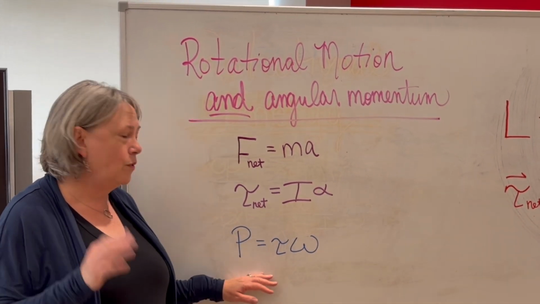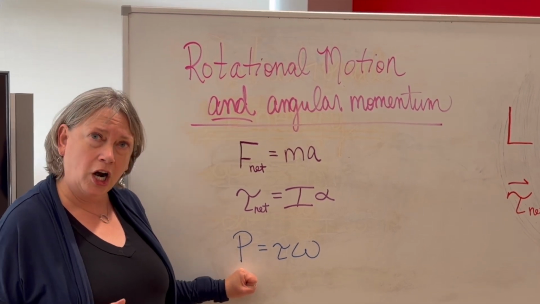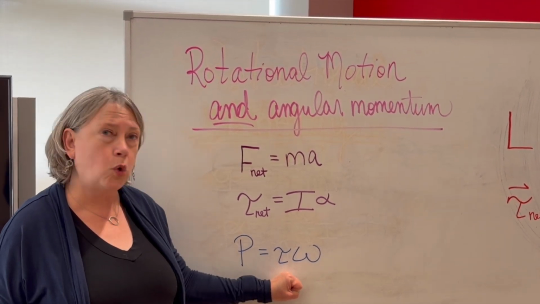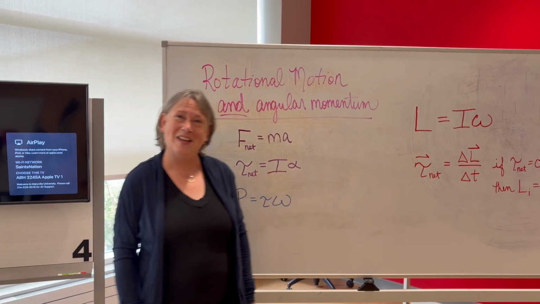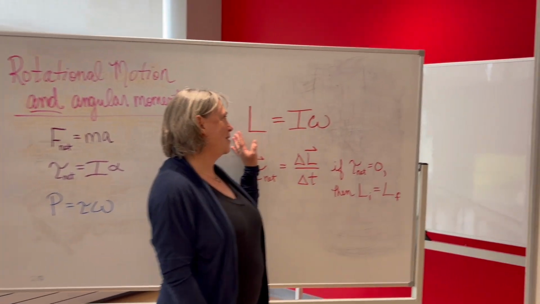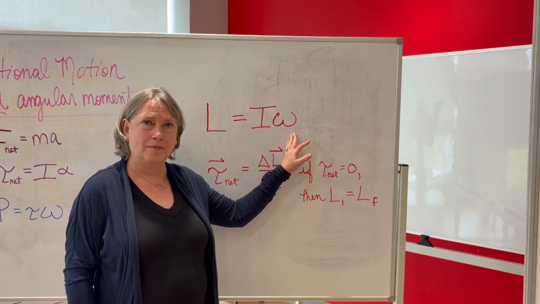This is an equation which we will use occasionally, and that says that the power is equal to the torque multiplied by the angular speed. Okay, so now on to angular momentum. Angular momentum is the moment of inertia multiplied by the angular speed.